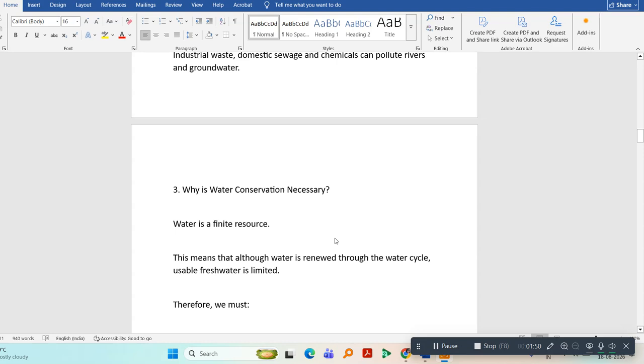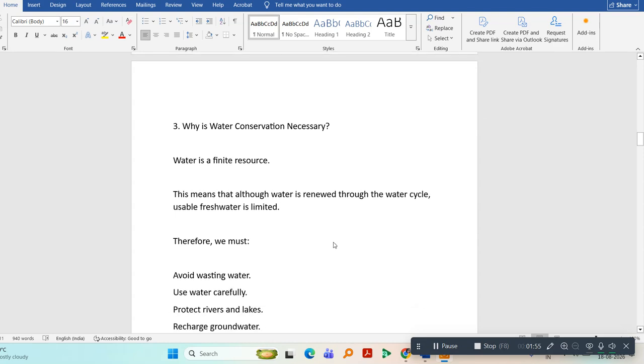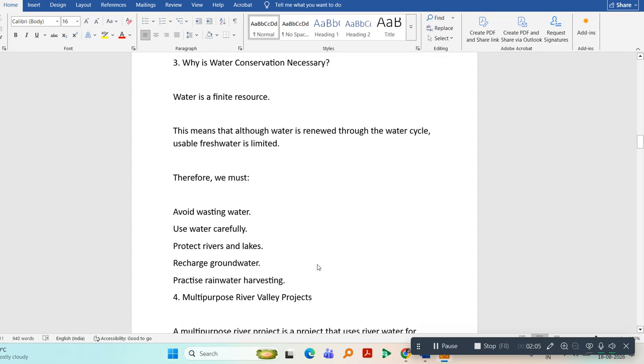Why is water conservation necessary? Water is a finite resource. This means although water is renewed through the water cycle, usable fresh water is limited. Therefore, we must avoid wasting water, use water carefully, protect rivers and lakes, recharge groundwater, practice rainwater harvesting.